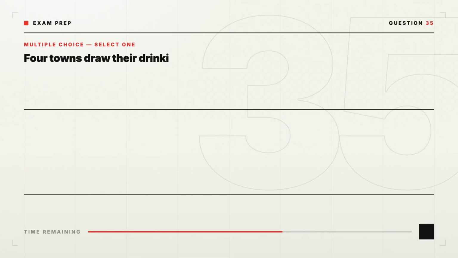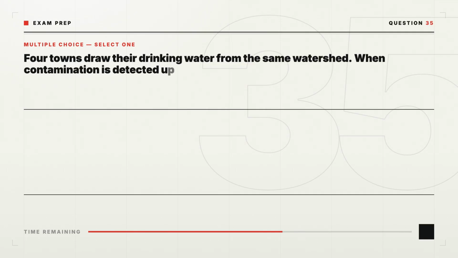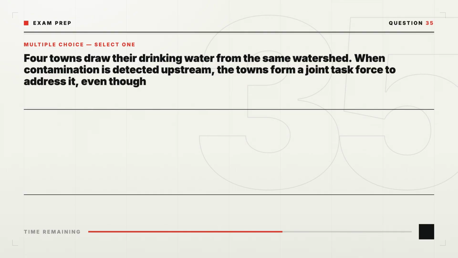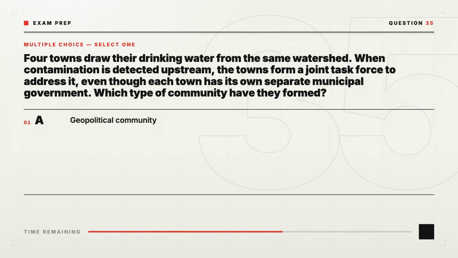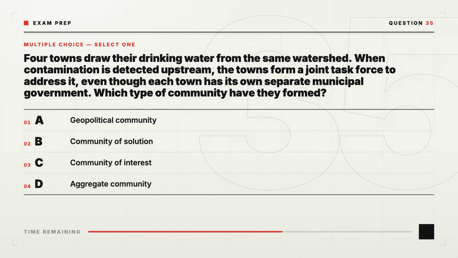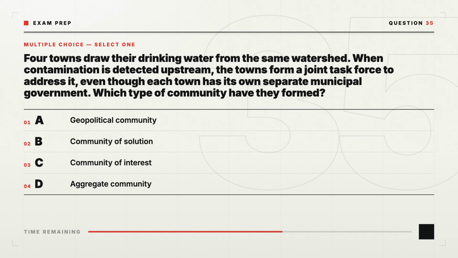Question 35. 4 towns draw their drinking water from the same watershed. When contamination is detected upstream, the towns form a joint task force to address it. Even though each town has its own separate municipal government, which type of community have they formed? Your options are A. Geopolitical community, B. Community of solution, C. Community of interest, D. Aggregate community. Before I reveal it, which one do you think is right?